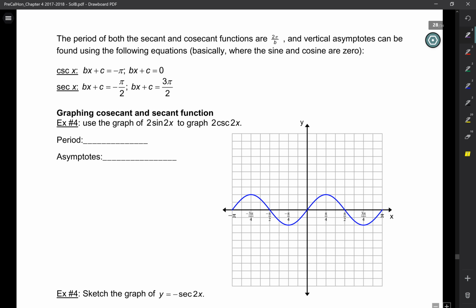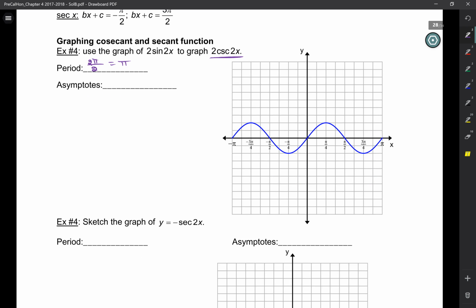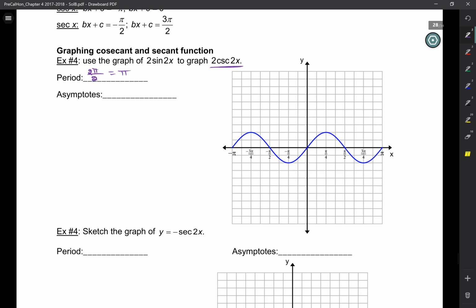All right, let's just do this one. We're going to graph 2 cosecant 2x. First, period. 2 pi over 2, which is pi. Now, let's let go of the asymptotes for a minute. For the cosecant, I draw a sine function. That was nice. I already did it for you. You just draw y equals 2 sine 2x.